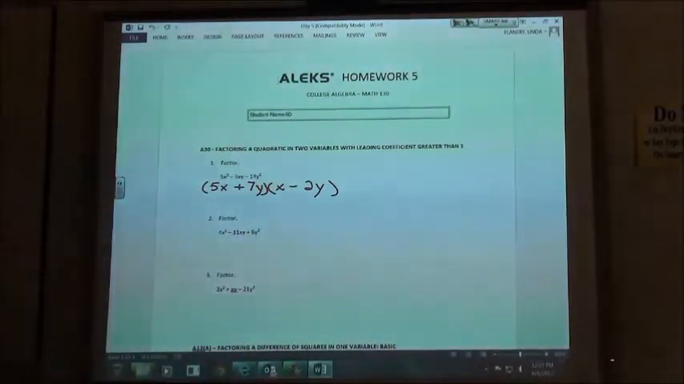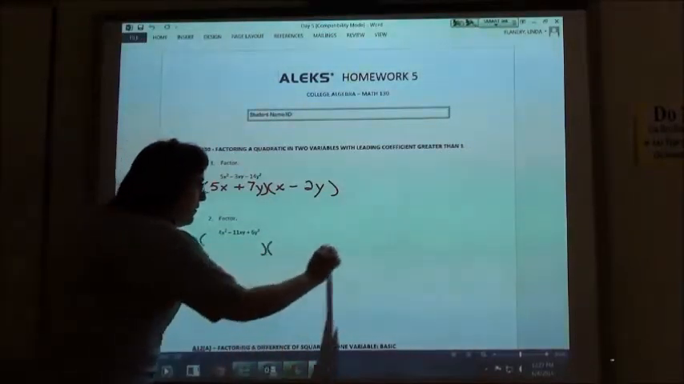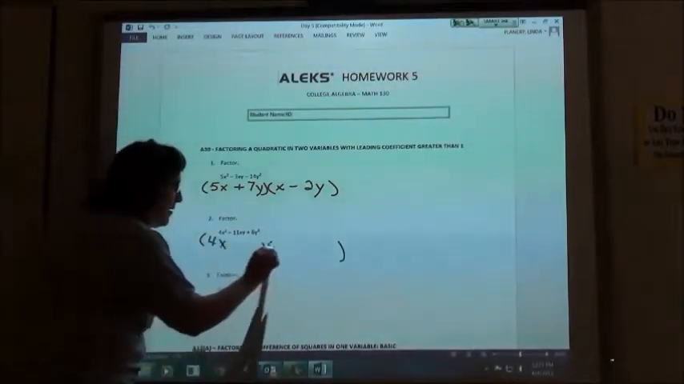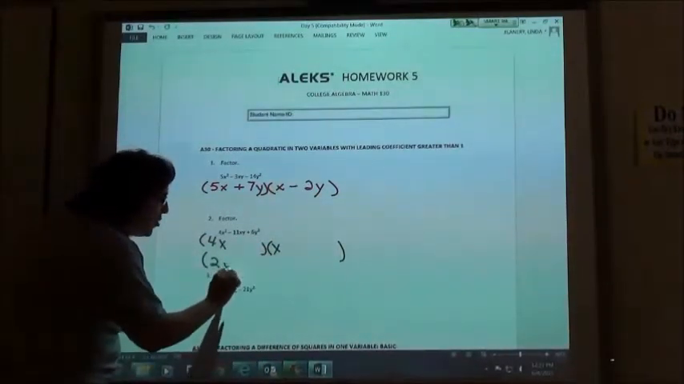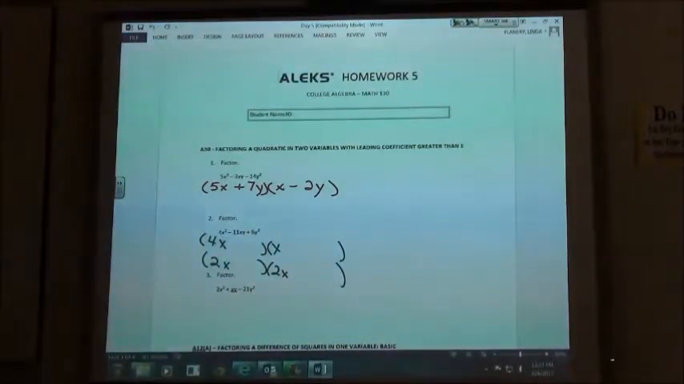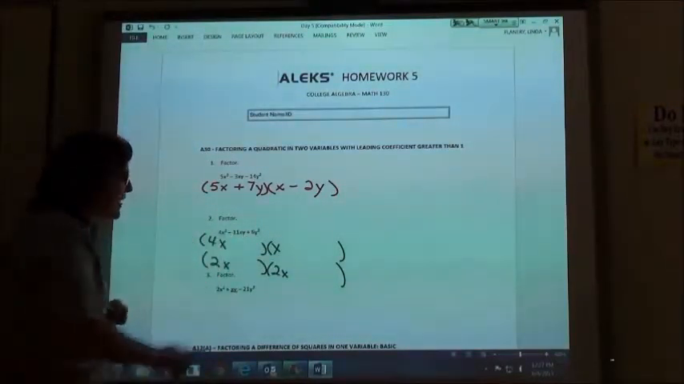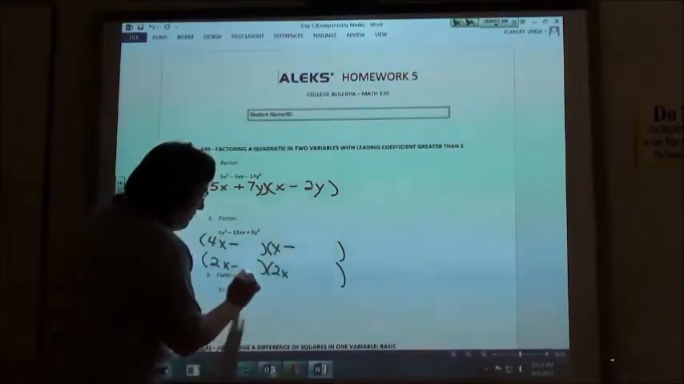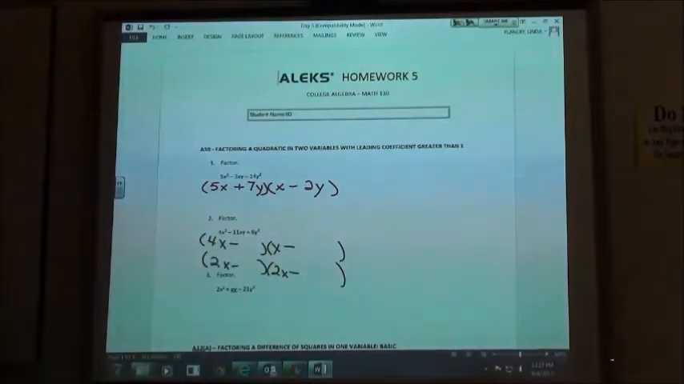Number 2, that one's a little bit trickier because I've got that 4x squared, and again, since it's a composite number, it might be 4x and x, but I might want to keep in mind that it could be 2x and 2x. On this one, if you look at it, your signs are both negative. Since the end is positive, they're both the same as the middle, a negative and a negative. So I'm just going to plug them all in there and see what I can do.